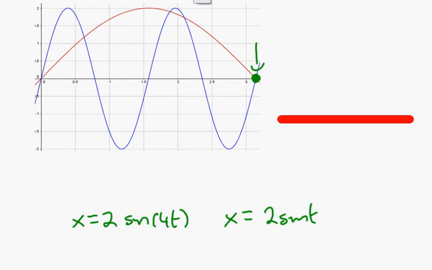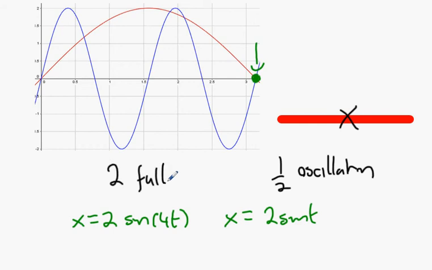Okay? Sine 4t hits the peak once, goes back to center, goes under, then back to center, back up, back down, and then back to the center. How many full oscillations did it complete? 2 full oscillations. The other one, as last time, only completes half an oscillation in pi seconds, while this one completes 2 full oscillations.